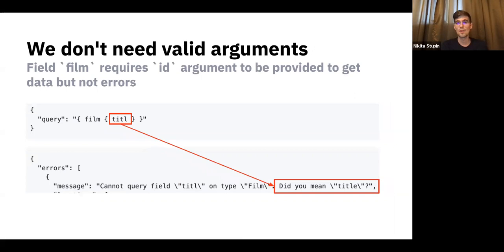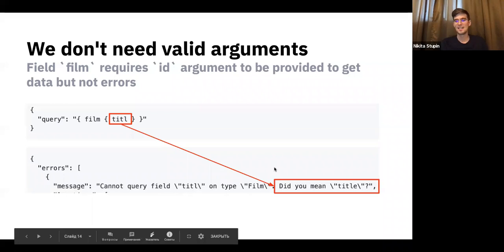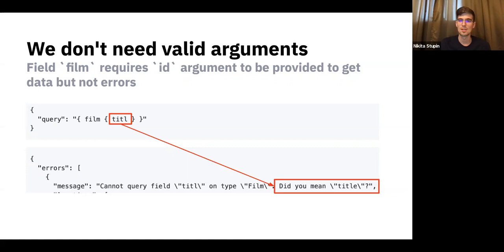Also, the very nice thing about Apollo Server is that even if a field needs arguments, we don't need them to get errors. For example, this field film requires the argument ID for getting data, but to get an error message, we do not need it. So we do not need to guess IDs and so on. We can just supply our fields in the next selection set and get our suggestions again. This greatly helps us in scaling up this technique of suggestions and differentiating valid fields from invalid fields.